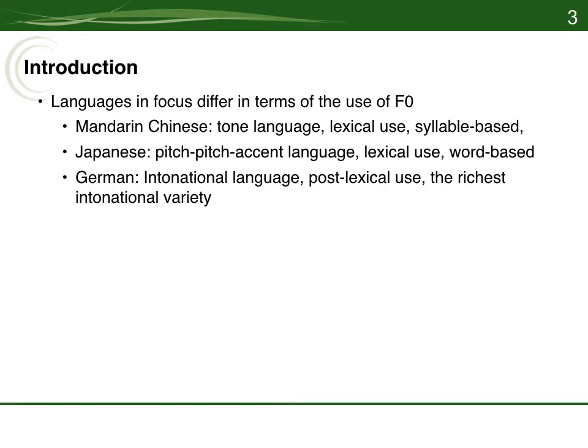First, F0 can be used at different linguistic levels. In tone languages such as Mandarin, each syllable is assigned to one of four tones, and substituting the tone of a syllable changes the meaning of the word or morpheme. A pitch accent language such as Japanese exhibits a limited use of F0 to distinguish words, in a manner similar to stress. Finally, in an intonational language such as German, F0 is primarily used at the intonational level without bearing lexical information.